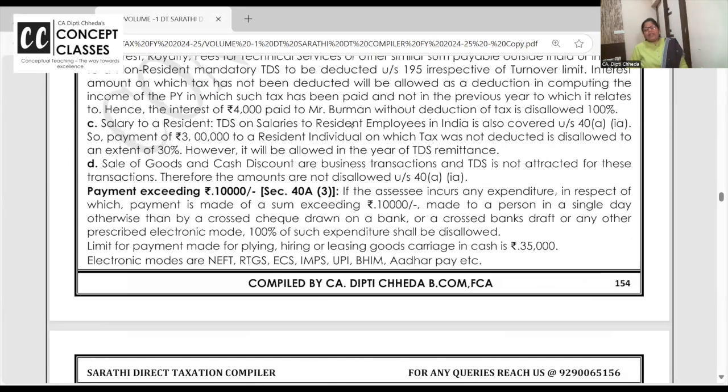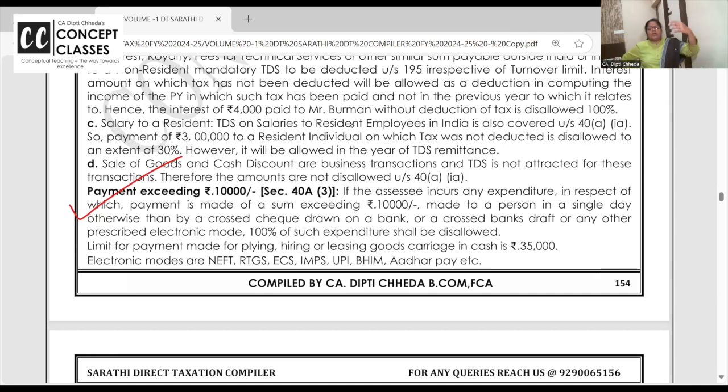Very important is in a single day, payment related to business expenditure, revenue or capital, above 10,000 in a single day to a single person, you can't pay in cash. Otherwise, it will be disallowed.